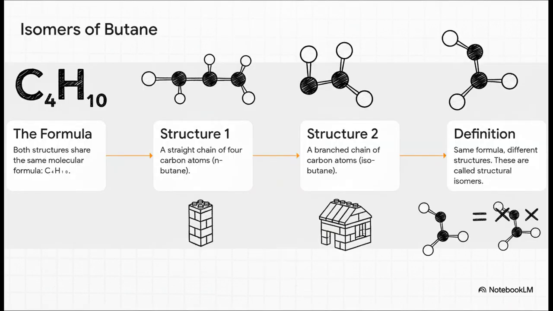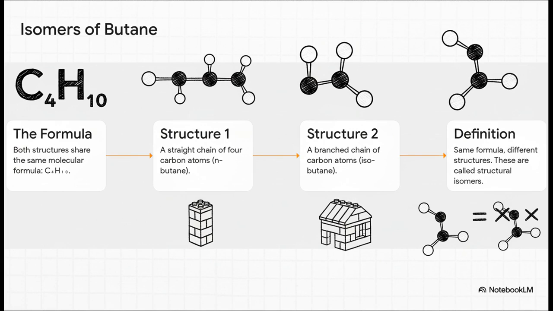So what are structural isomers? Let's take butane as an example. Its formula is C4H10. Now, we can arrange these 4 carbons and 10 hydrogens in 2 different ways. First, as a simple straight chain, or second, as a branched chain. See? Both have the exact same formula, C4H10, but they are actually different compounds with different properties.